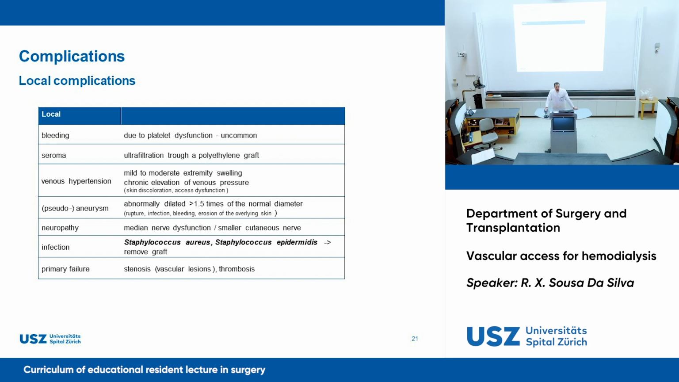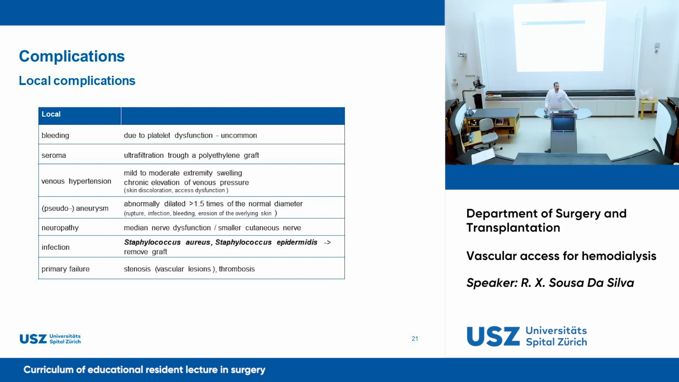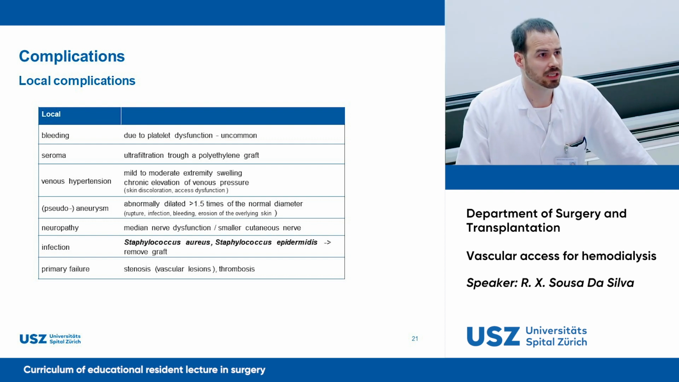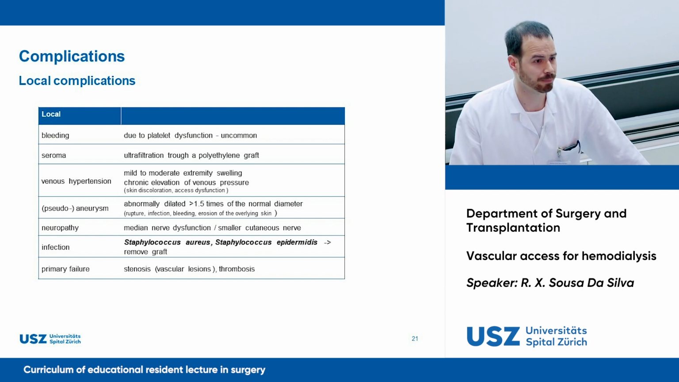For AV fistulas and AV grafts, there are on one hand the local complications that can occur, like bleeding, seroma, or neuropathy, as I told you, and steal syndromes. And important to mention is if you have an infection. If you can show it's a staphylococcus infection, they mostly create a biofilm, so if it's an AV graft, you need to remove it.